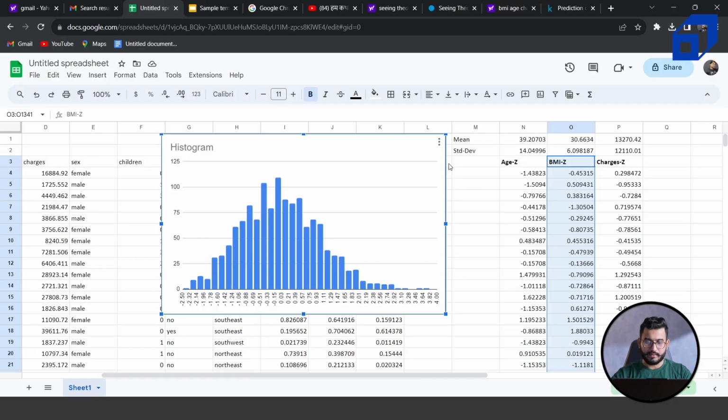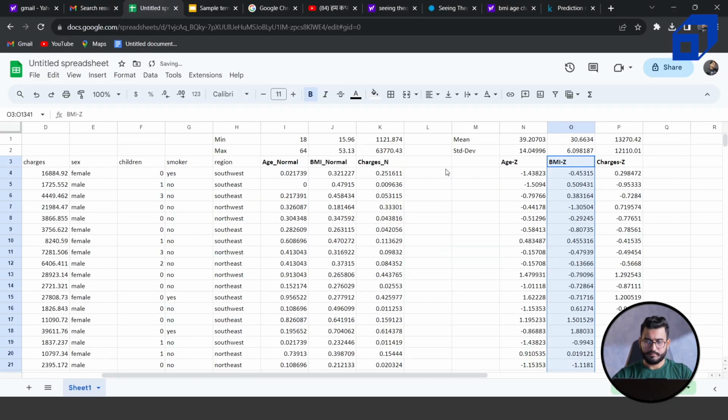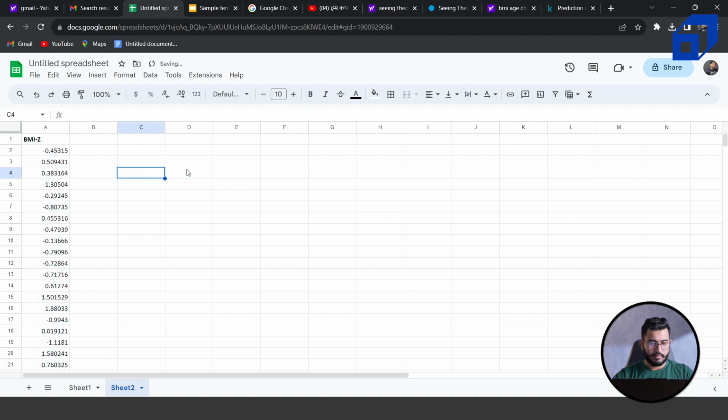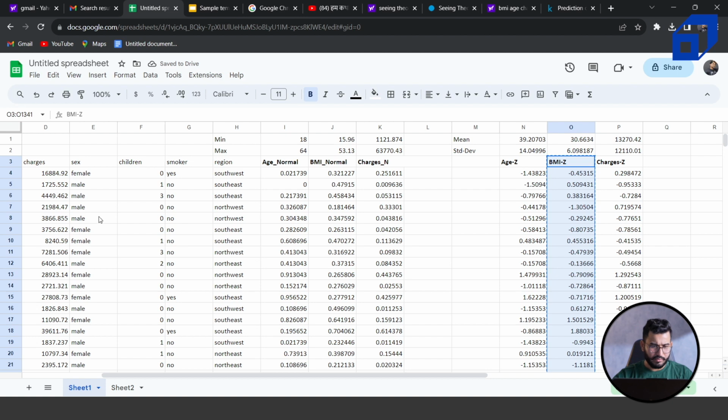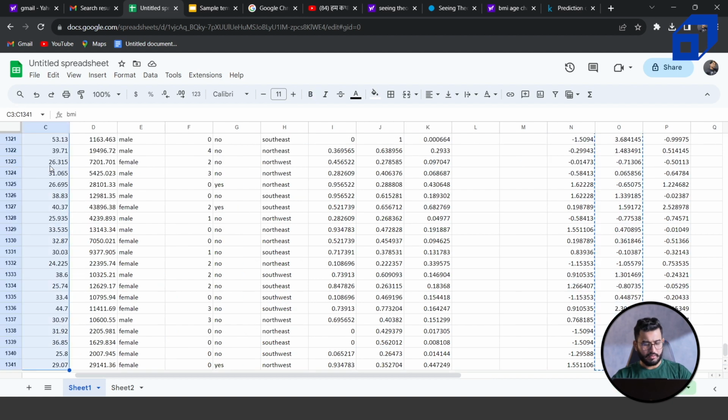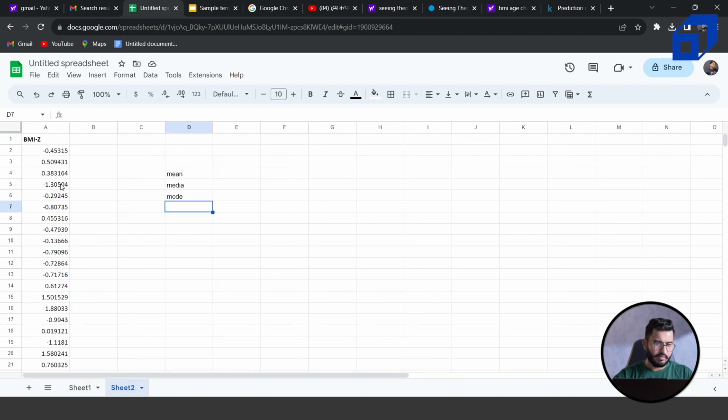So here we have the data. I'll just quickly close this. I'll copy this data into a new sheet over here. Now we will calculate the mean, median and mode. And for simplicity purpose, let's not use the z-scale, let's use the original scale so that you guys are able to understand this. So I'll just replace this column with the original data, BMI.